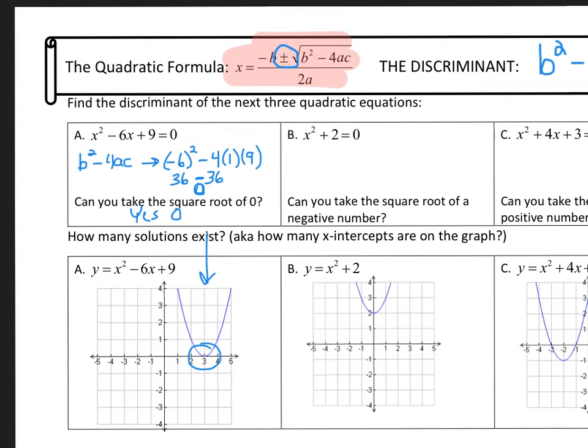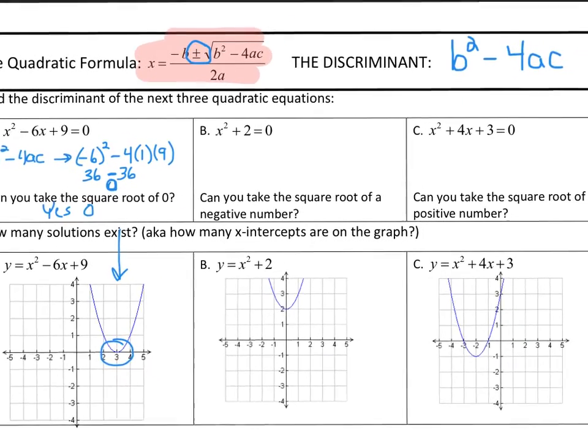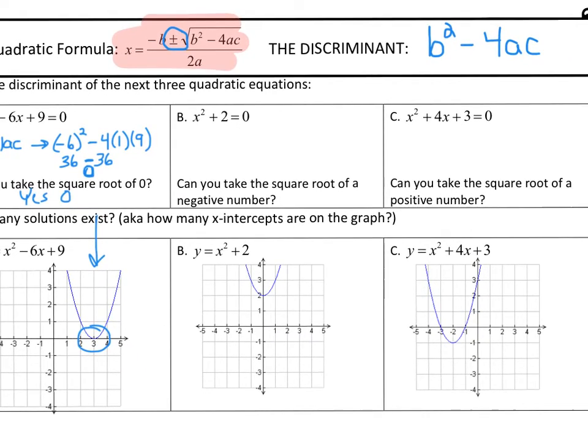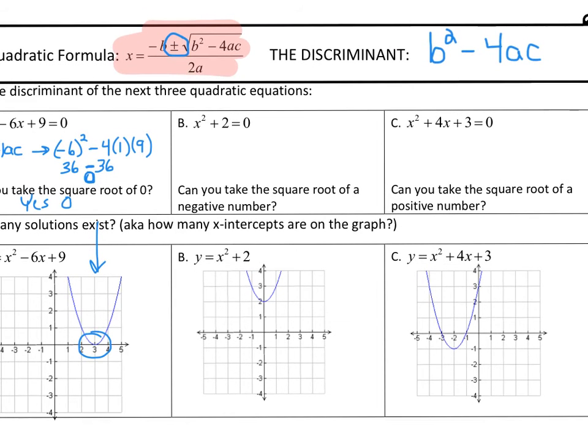Okay, let's try the next one. x squared plus 2 equals 0. All we're trying to do is determine the number of x-intercepts. What does that? The discriminant. So b squared minus 4ac. Well, this one has no b term. It has a b of 0. a is 1, and c is 2, but there's no x term, so b equals 0. So b squared is 0 squared.